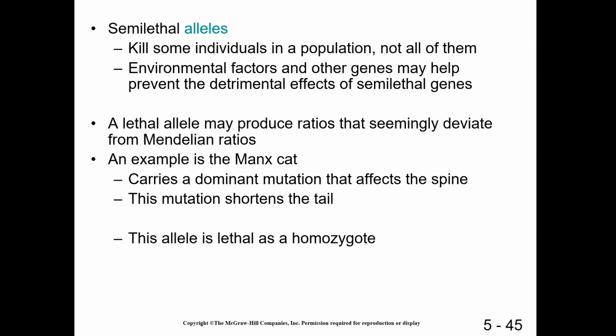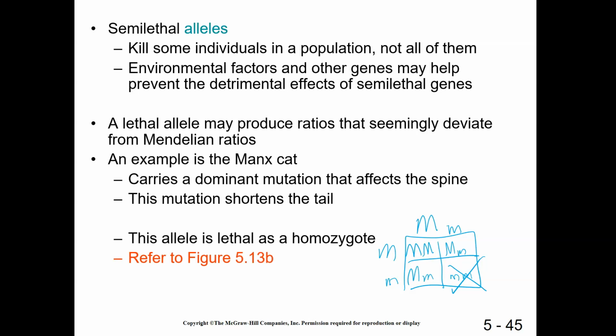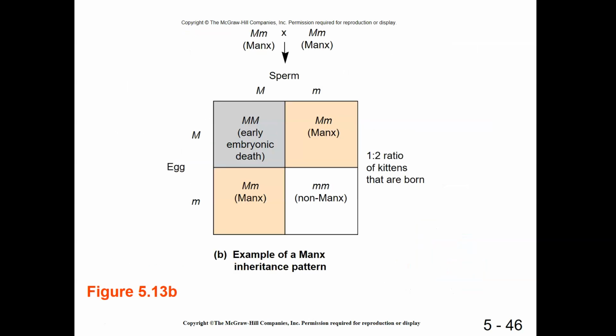It's lethal in a homozygote. So if you have big M, little m in a male, big M, little m in a female, I should have put a picture of a Manx cat up. They're so cute. Big M, big M, big M, little m, big M, little m, little m, little m. These guys die because the spinal cord doesn't fuse during embryonic development, and that's not good for an organism. Oh, here you go. I guess I didn't have to write it out. So you have a 1-to-2 ratio of kittens that are born. These kittens you never see. You never see non-Manx, right?